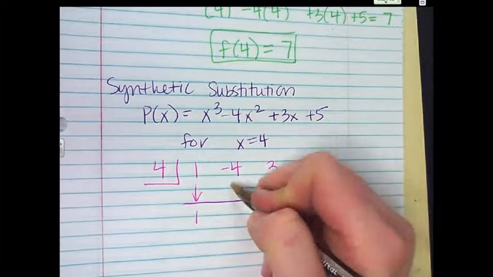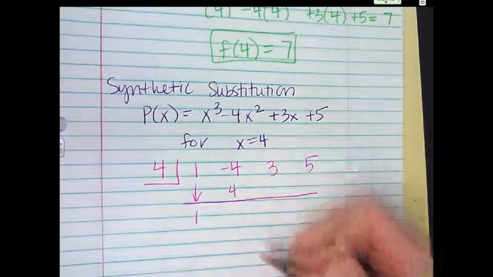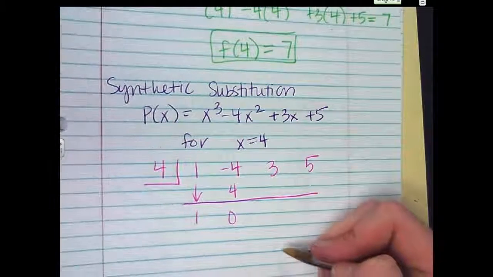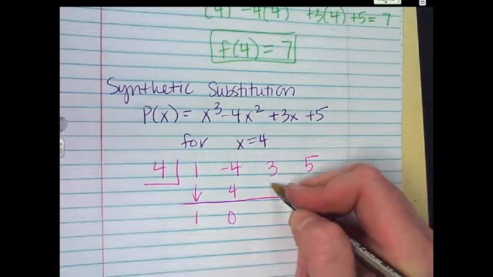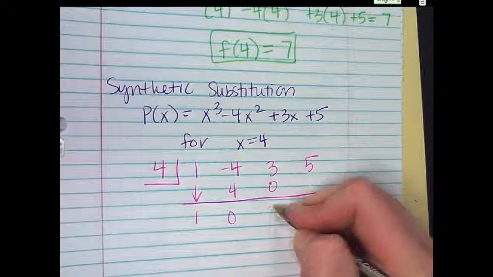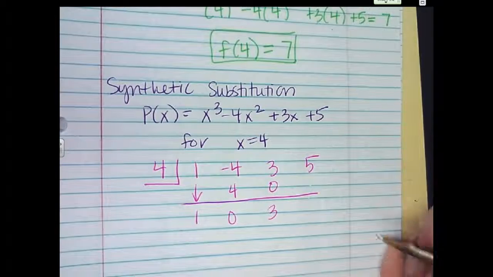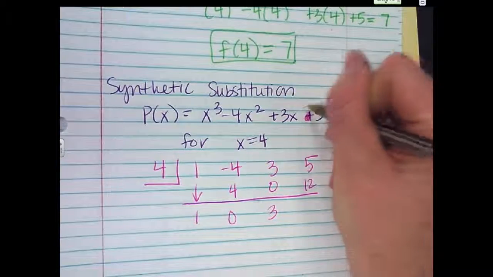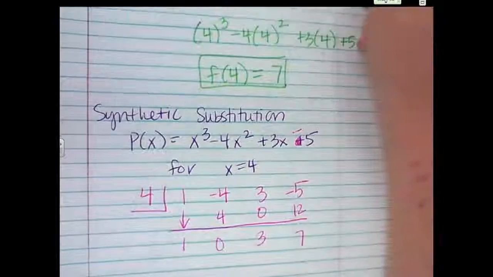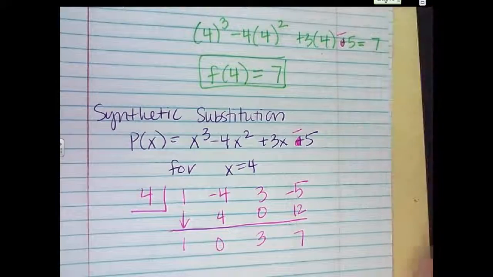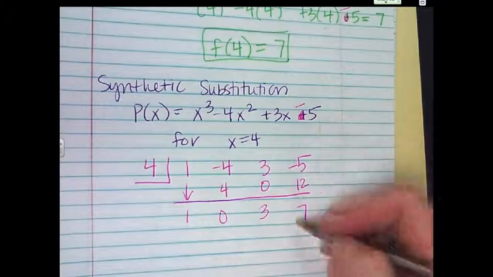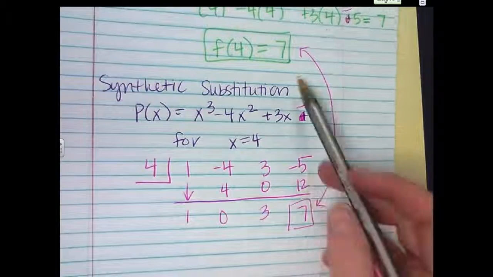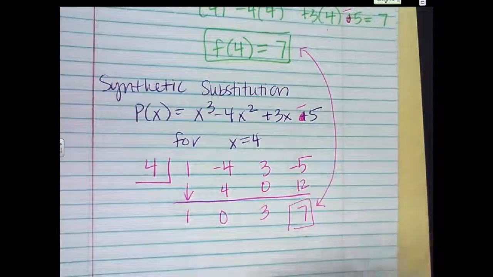So bring down the 1, multiply, get 4. -4 plus 4 is 0. 0 times 4 is 0. Add going down is 3. And 12, and I missed something. Is that a -5? It is a -5. It is 7. I almost did the -5 also. Sorry. We actually did the math. So here my remainder is 7, and here is also 7. Okay, that's all they're showing you is you can use synthetic division for that.